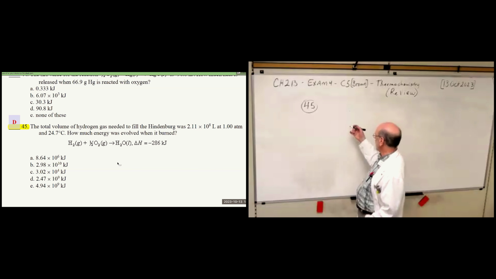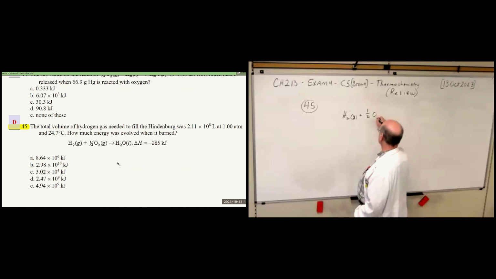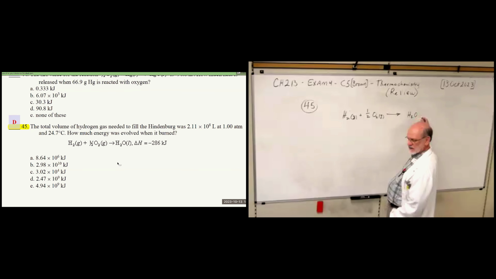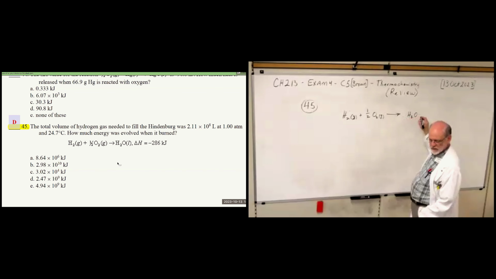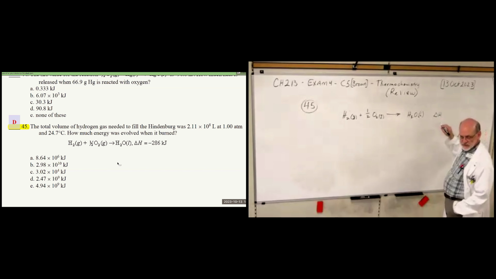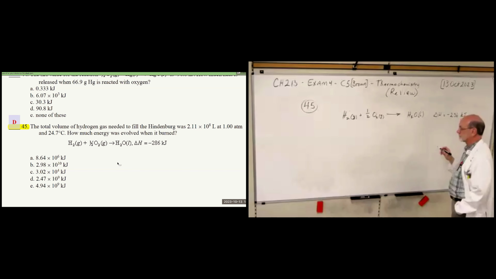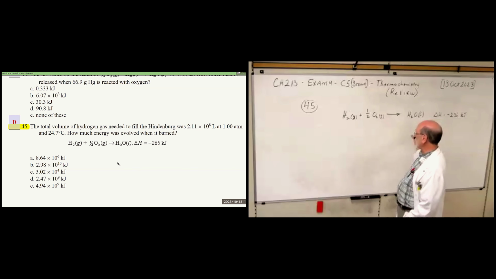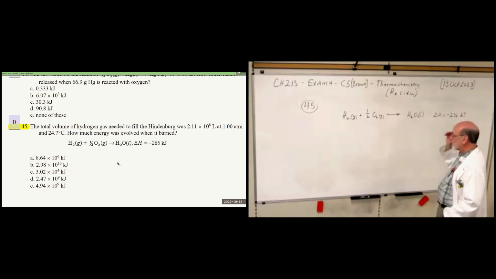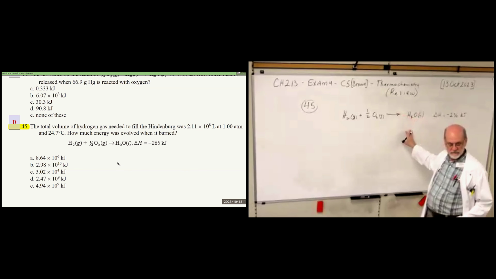Okay, so we've got this equation. Hydrogen gas is combined with oxygen gas to yield water. And is that a gas? No, it's a liquid. And the delta H for that is minus 286 kilojoules. First thing you'll notice about this equation is it's got a fraction for a coefficient. That's probably because this is the heat of formation for water.